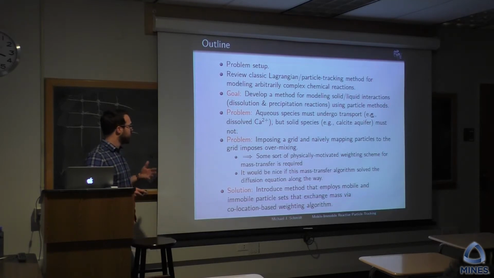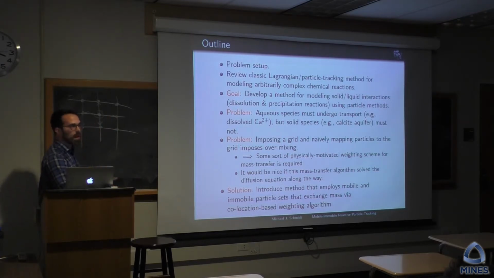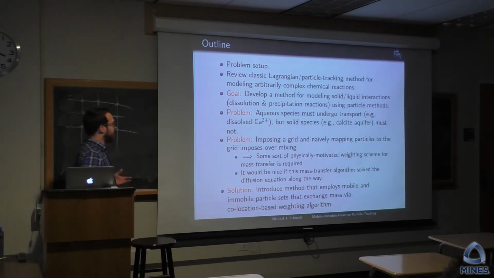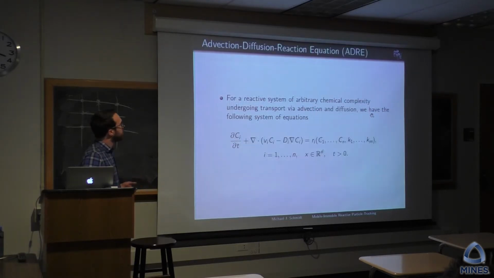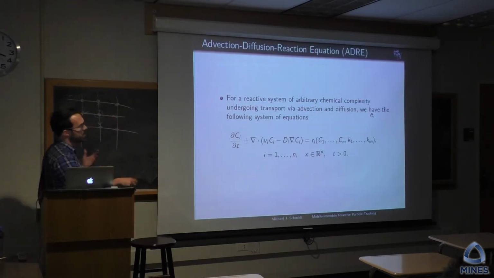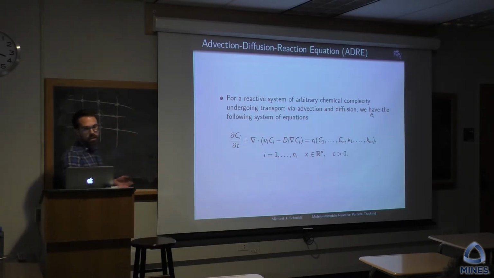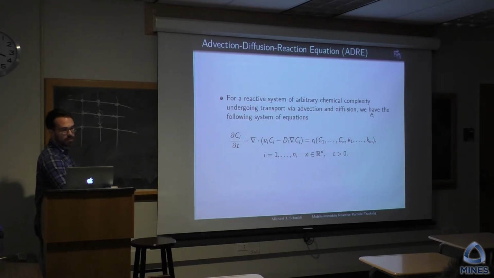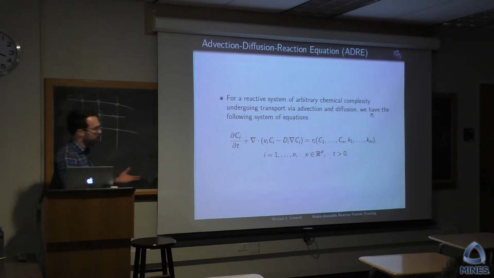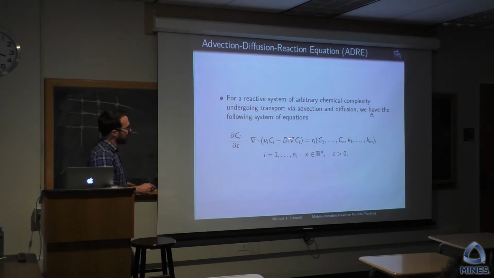The solution we pose in this research is to introduce a method that employs two sets, mobile and immobile particles, that exchange mass via a collocation-based weighting algorithm. First, what we're talking about in a continuous sense is the advection-diffusion-reaction equation, for a system of arbitrary chemical complexity undergoing transport via advection, flow, and diffusion. The left-hand side is our advection-diffusion equation, advection there, diffusion there, and this is some sort of reaction term on the right-hand side.